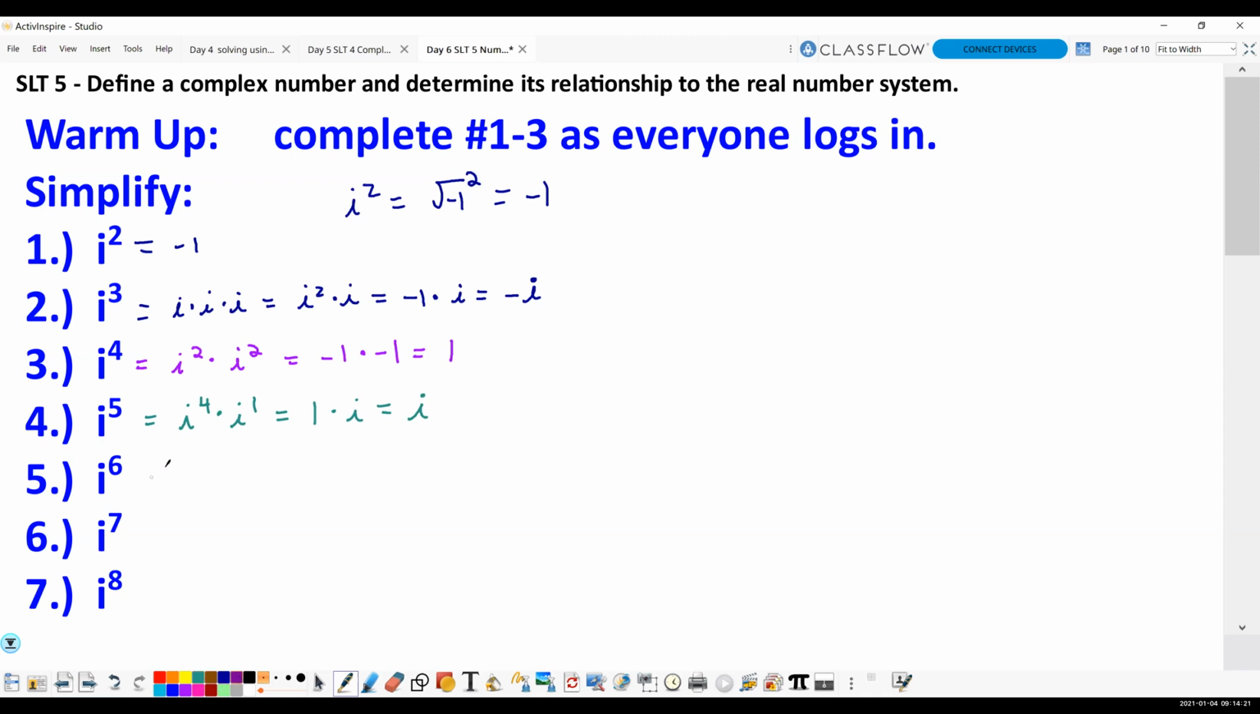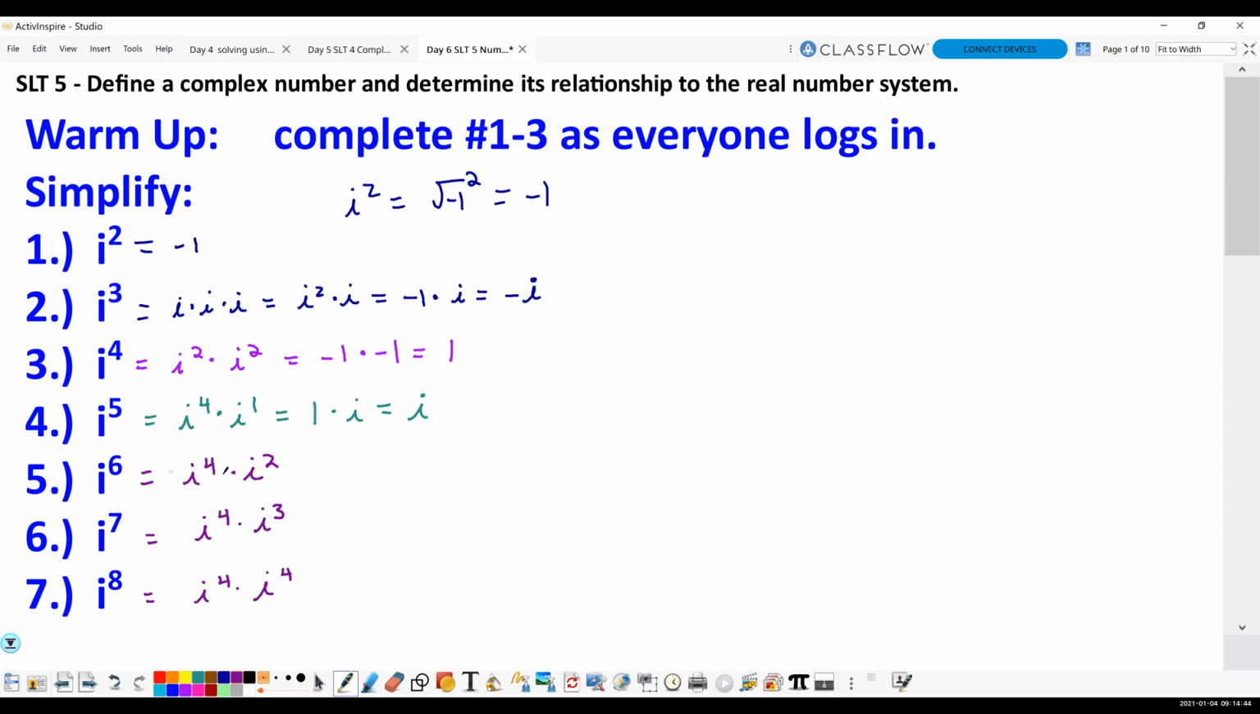I'm going to use this technique all the way down, and I really like this i to the fourth being 1. So I'm going to go i to the fourth times i squared, i to the fourth times i to the third, i to the fourth times another i to the fourth. Go ahead and simplify those if you can on your own.